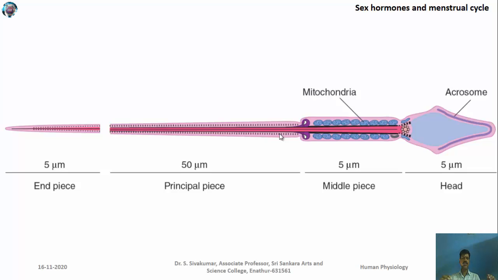So this sperm has different parts: a head part, middle piece, principal piece, and end piece. The principal piece and the end piece play a vital role in the movement of the sperm. The energy for the movement of the sperm is produced by the mitochondria, which are usually present in the middle piece. It's like a neck region. And then the acrosome is the region that plays a vital role in fertilizing the egg; this is all achieved by the action of the acrosome. So each part of the sperm has its own function.